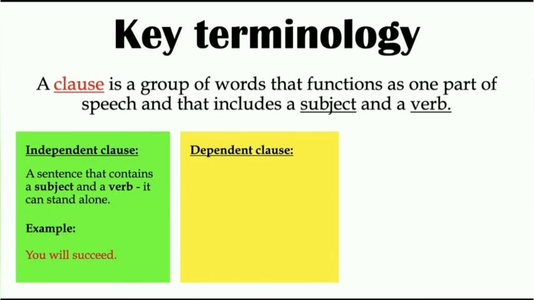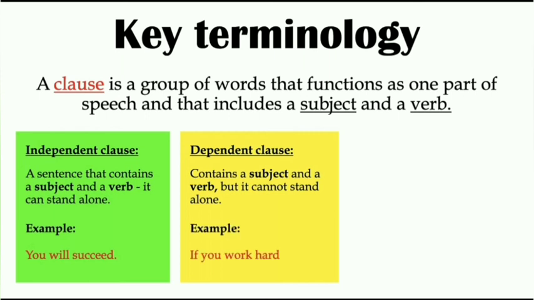Dependent clause. This contains a subject and a verb, but it cannot stand alone. For example, if you work hard, the subject is you and the verb is work. However, the sentence does not make sense on its own as it's incomplete. Therefore, it's a dependent clause. It depends on something else in order for it to make sense.